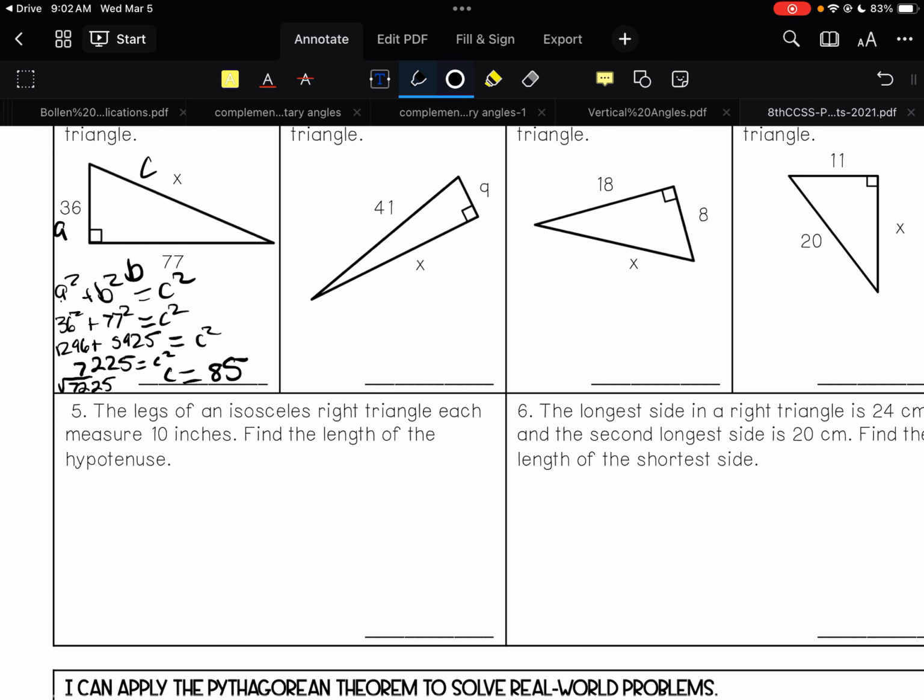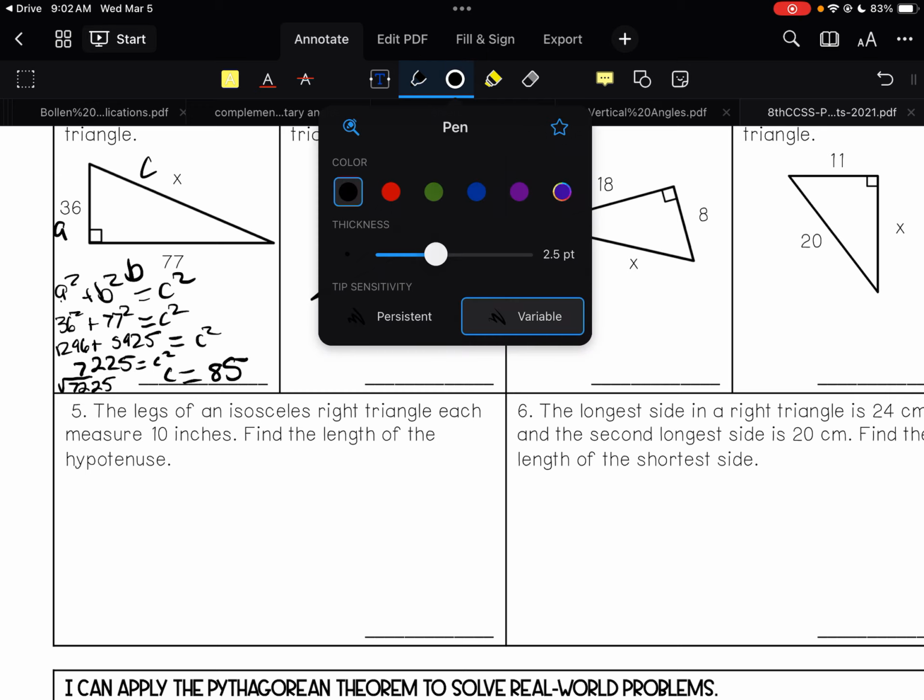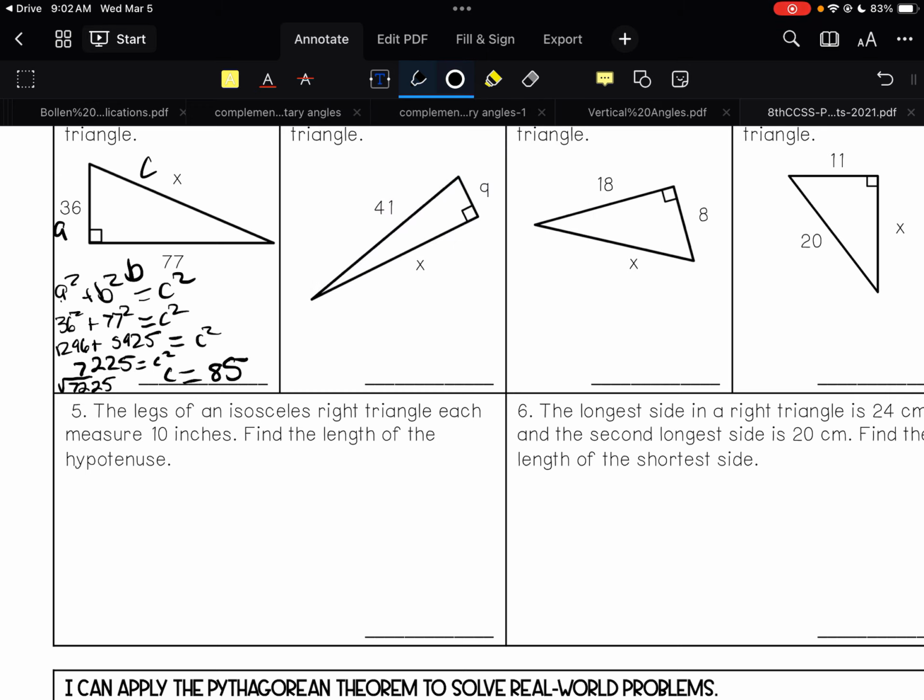The next one is kind of a word problem. This is an isosceles right triangle. The legs of the isosceles each measure 10 inches. Find the length of the hypotenuse. Isosceles just means that two of the lengths are the same. So you have this one and this one that are both 10. And because you're finding the hypotenuse, you know that one's C that you're trying to find. So these two could be A or B.